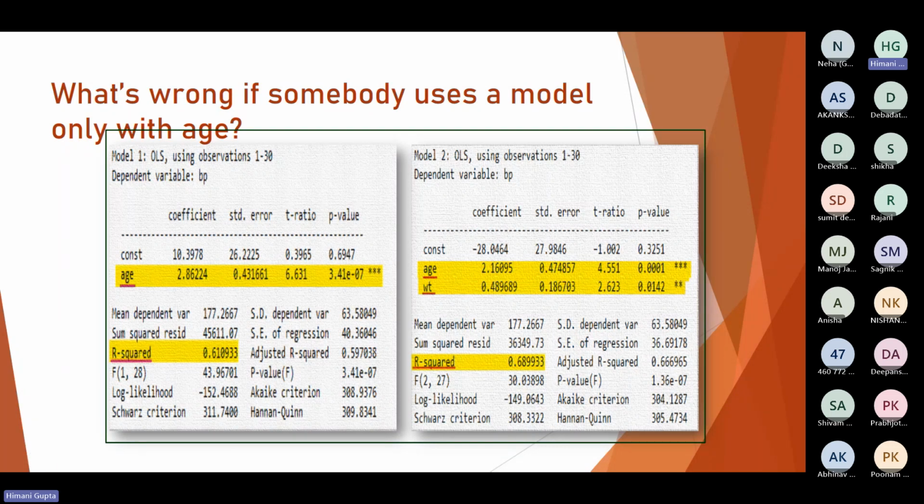I'm confident. In the other way, I can say that over here I'm 97% confident that age plays the major role in the BP. And over here, if I include age and weight, I can say that age plus weight, both the combination plays. I am 98% confident that these two play a major role in explaining the BP.